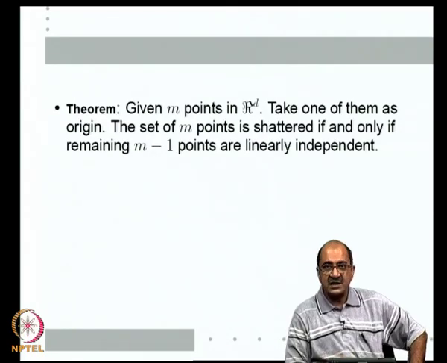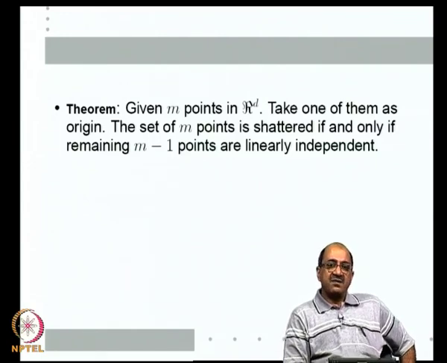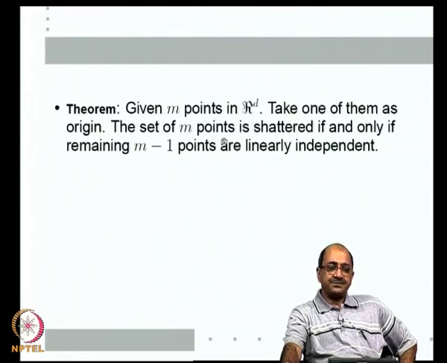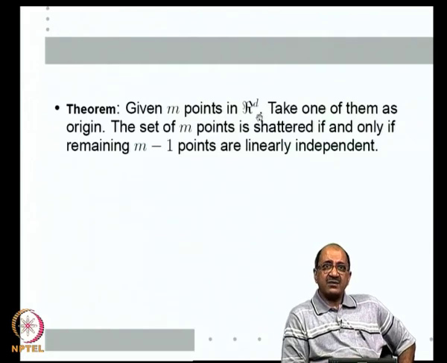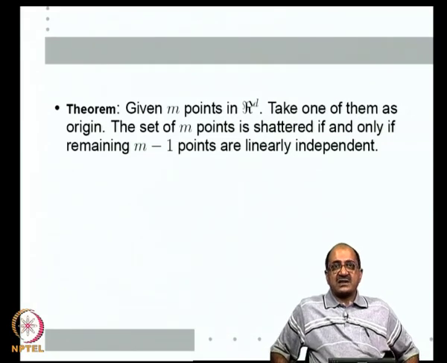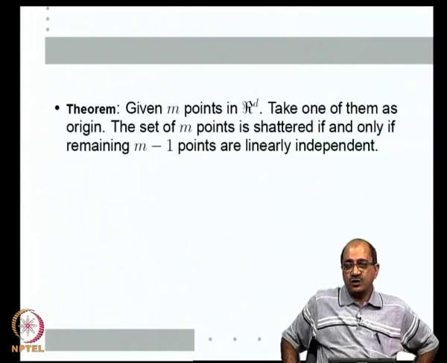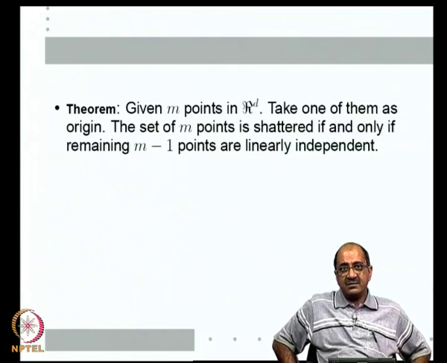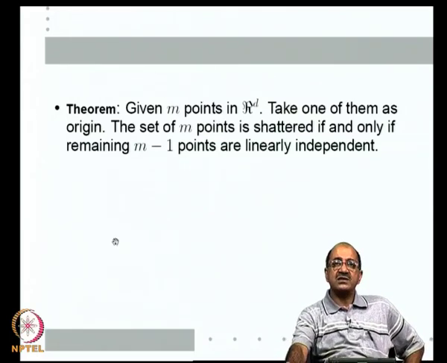Okay. So, now let us go back to using this to show that the VC dimension of hyperplanes in R^d is d+1. Before that, we will prove one theorem. Given m points in R^d, take any one of them as the origin. Then the set of m points is shattered if and only if the remaining m minus 1 points, meaning the points other than the origin, are linearly independent. So, if you give me the origin and m minus 1 points in R^d, that makes m points.